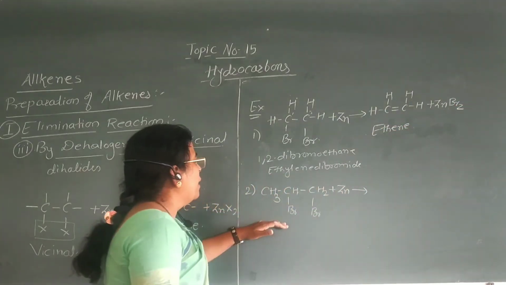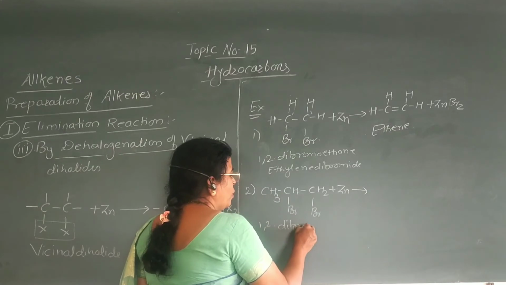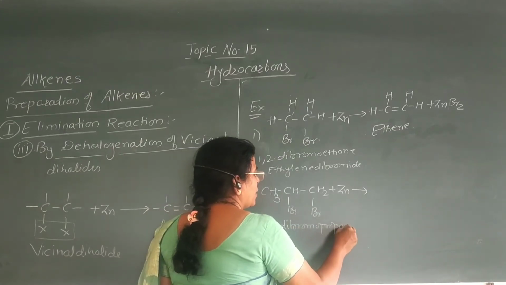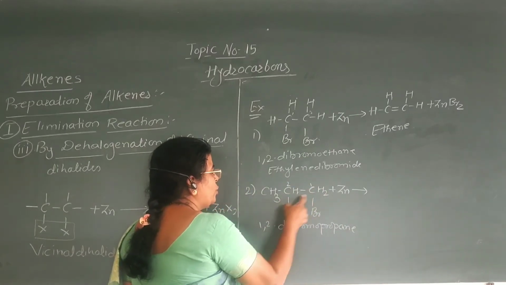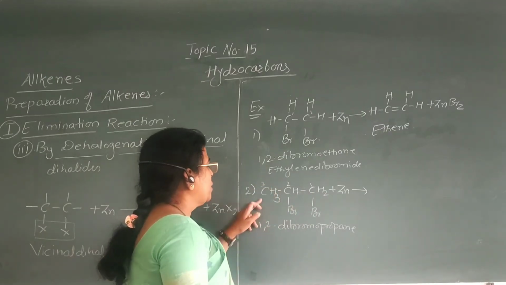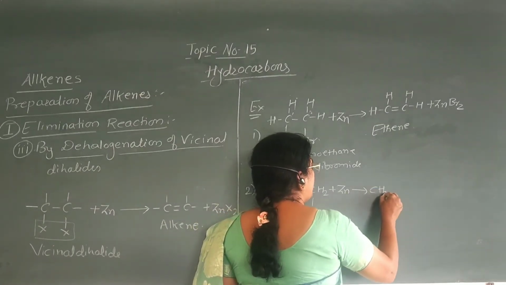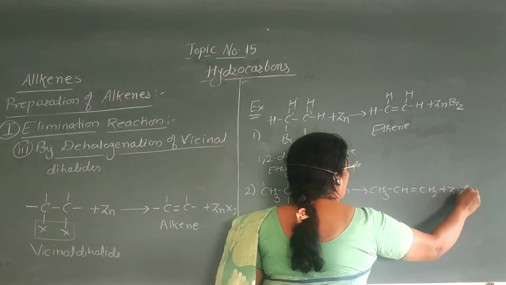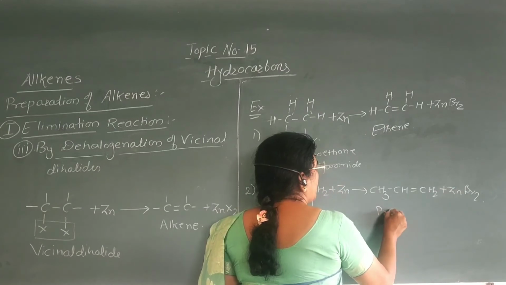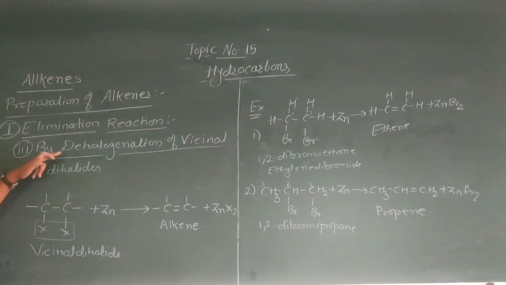Now the second example. This is 1,2-dibromopropane. At the 1 and 2 positions there are two bromines, therefore it is 1,2-dibromopropane. There are 3 carbon atoms. When this 1,2-dibromopropane is treated with zinc metal, you will get CH3 CH double bond CH2 plus ZnBr2. This is propene. In this way, when vicinal dihalides undergo dehalogenation reaction, they give the corresponding alkene.